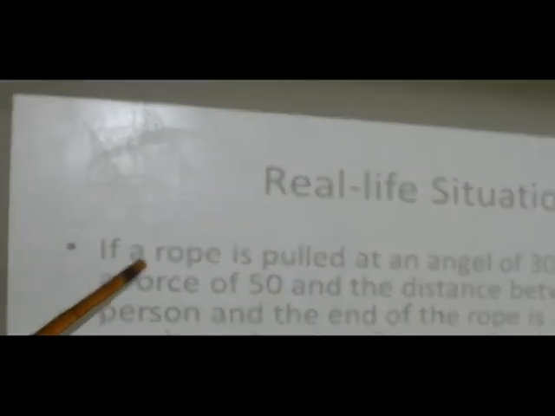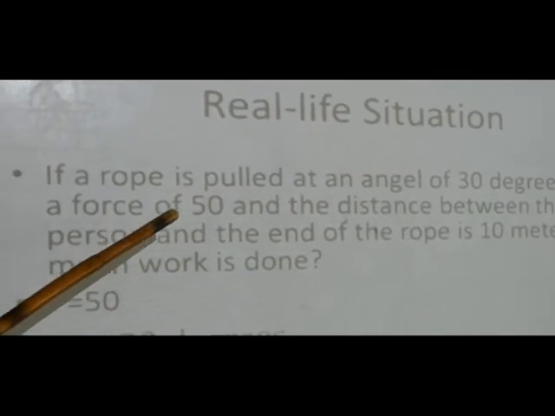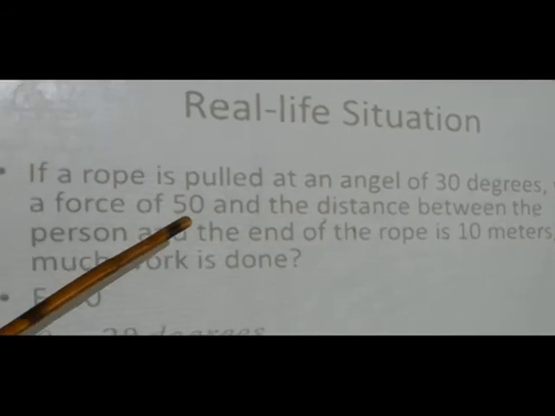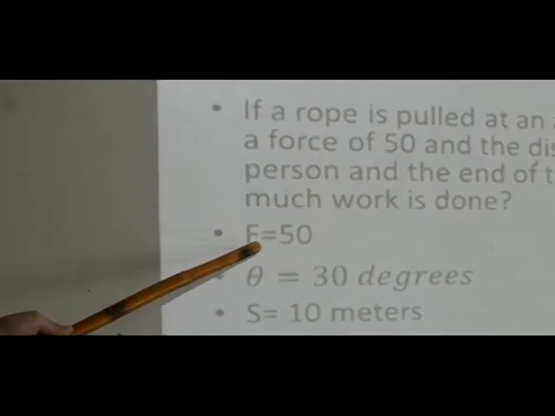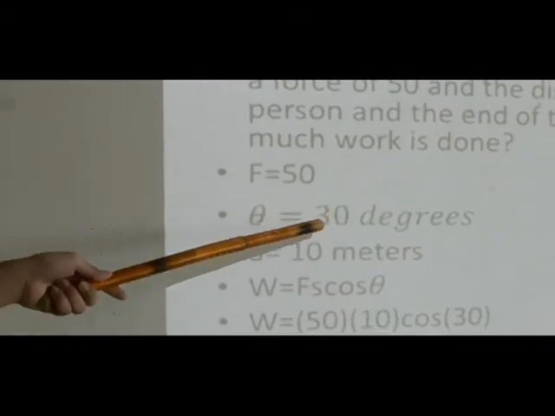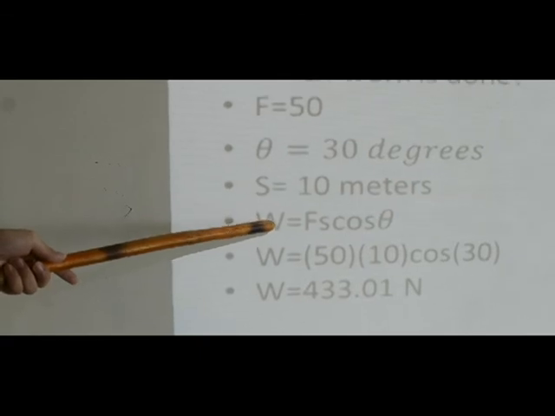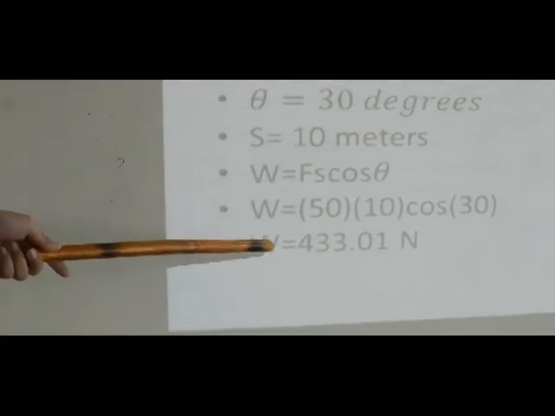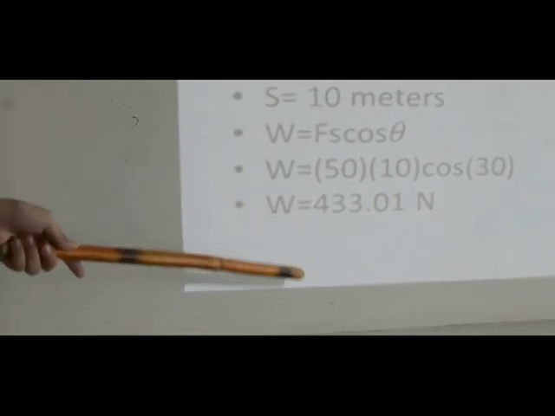Now, if a rope is pulled at an angle of 30 degrees with a force of 50 and the distance between the person and the end of the rope is 10 meters, how much work is done? Now we know that F is equal to 50, theta is equal to 30 degrees, S is equal to 10 meters. Therefore, with the help of the formula, we have 433.01 newtons as the work done on the rope.